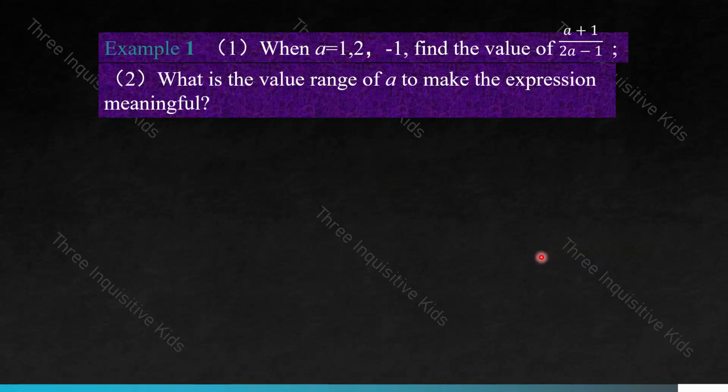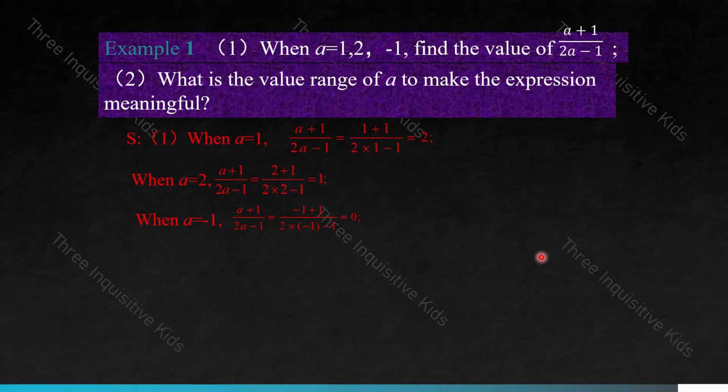So here is example 1. When a is equal to 1, 2, and negative 1, find the value of a plus 1 over 2a minus 1. And 2, what is the value range of a to make the expression meaningful? Pause the video and try to solve this on your own. Well, for the first question, all we have to do is substitute in the values of a. So when a is equal to 1, the fractional expression is equal to 2. When a is equal to 2, it's equal to 1, and when a is equal to -1, the fractional expression is equal to 0.